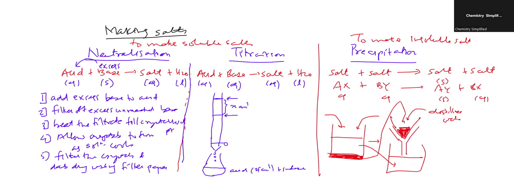It is wet, so you will dry it. You will heat it in the oven at low temperature. Alright, so when the salt is only insoluble, then simply mix the two solutions. The precipitate will get filtered, washed, dried. Okay, that's it.